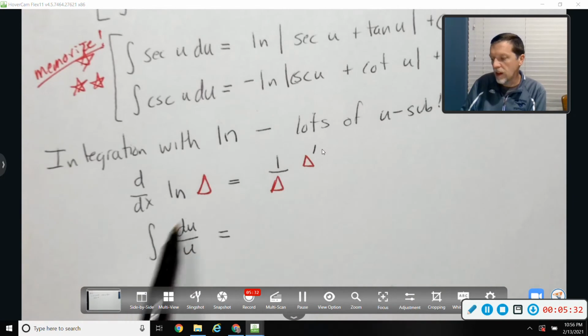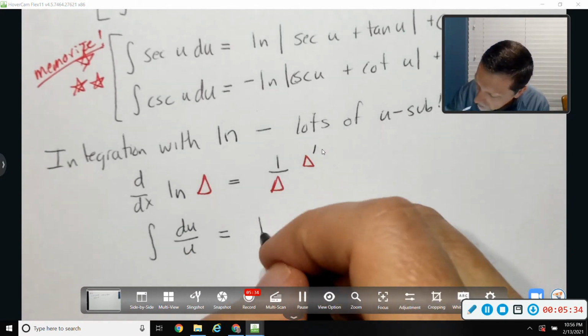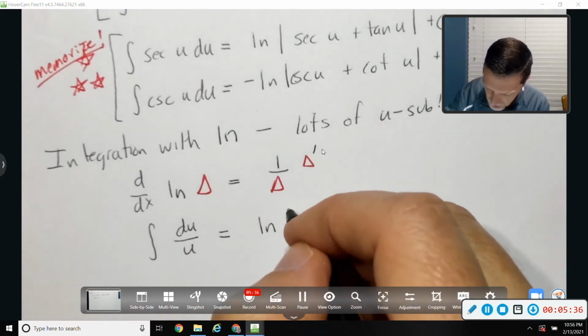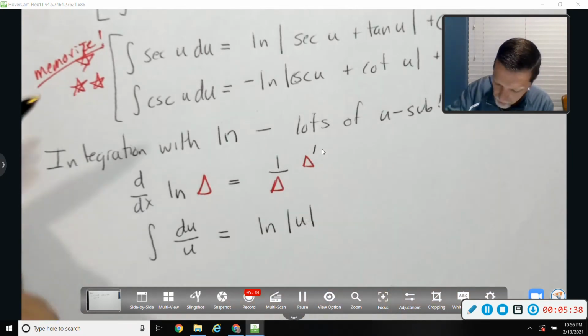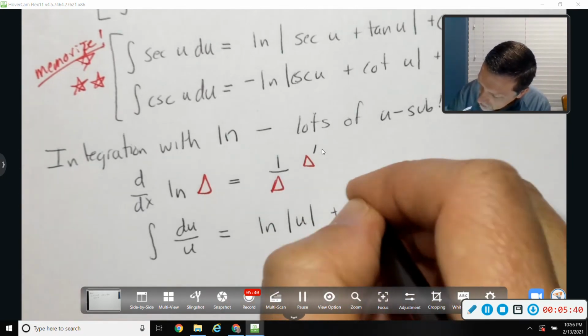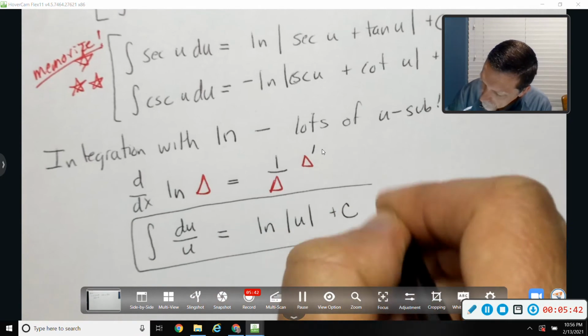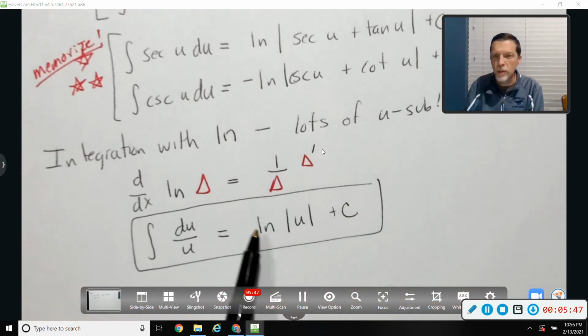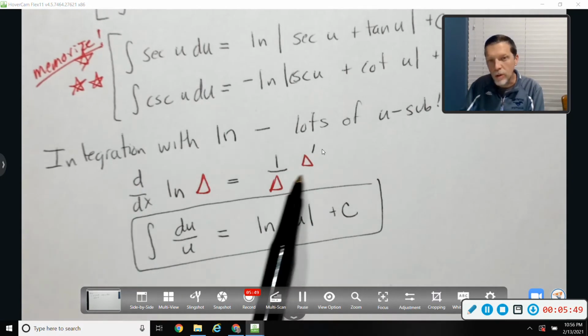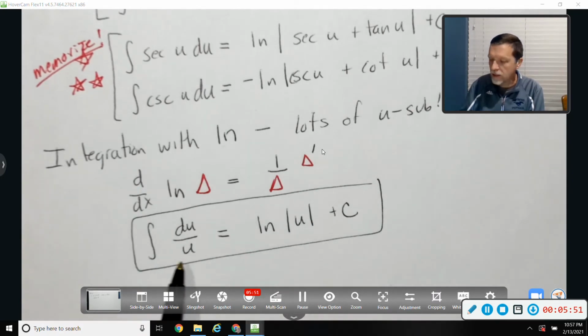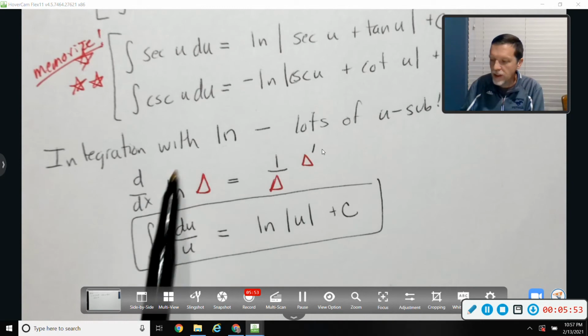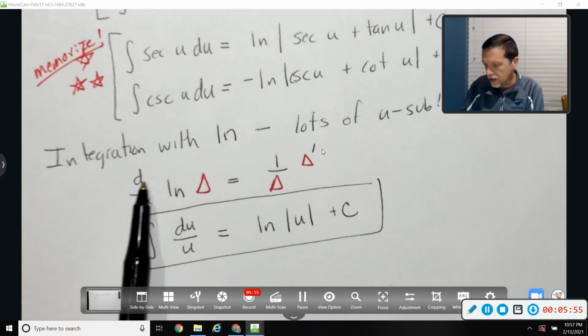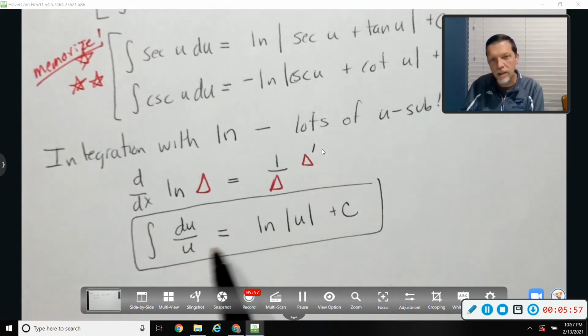Well, this is the undoing. This gets us back to the natural log of the absolute value of u plus c. So that's another one you have to know, but it's one that we should already know, because we're supposed to know this rule, and this is just the backwards form of this rule. It's the same rule, one's just looking at it going forwards, the other one's looking at it going backwards.